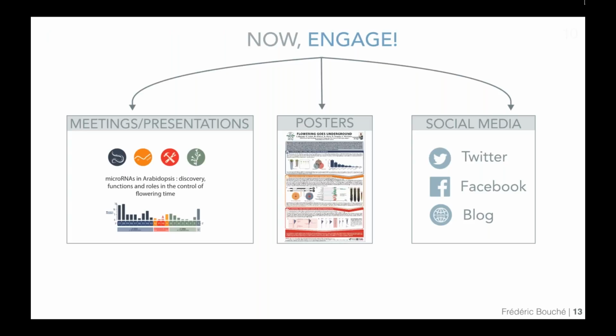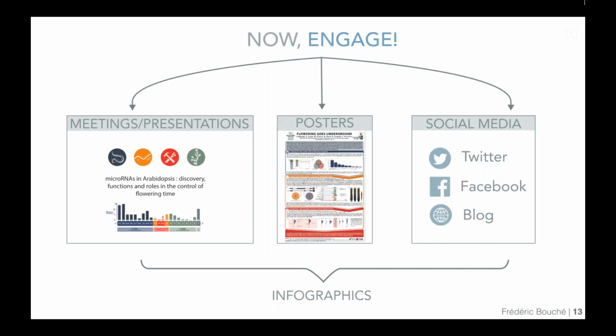You have different techniques to do that. Either you go in meetings and presentations, or you present posters with your work. These are the two main outputs, but one that becomes more and more popular is to go on social media, such as Twitter, Facebook. You can blog about your research, and you can also put it on your personal website, etc. The good news is that infographics and graphical abstracts can be used and exploited in these different types of presentation, posters, and social media exposure.